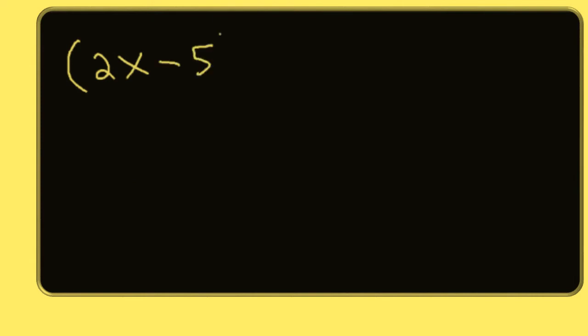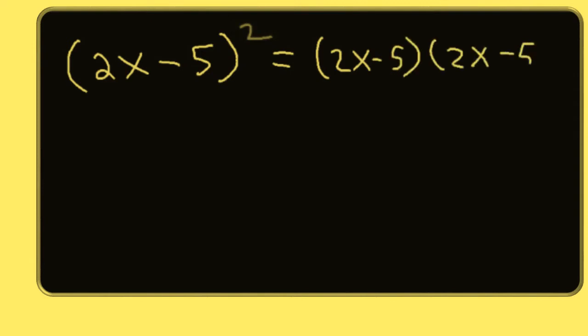Now what if we see an expression that looks like this: (2x minus 5) squared? How can you simplify this expression? If you see something like this, this simply means that you have two polynomials multiplied to each other. So there is 2x minus 5. So let's do what we did in the last example.